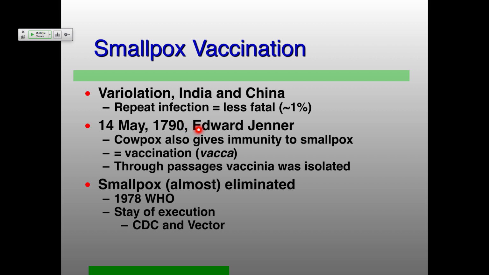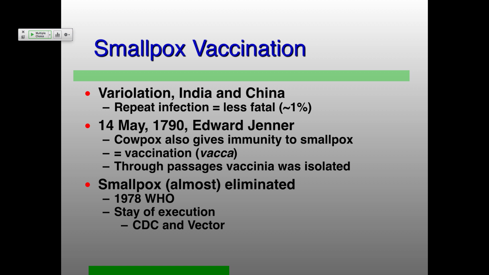He published it a couple of years later, and that should be cowpox is giving immunity to smallpox, called vaccination, because vaca is the cow. And that's where Vaccinia comes from. This process was used all throughout England. A lot of it was sent to the US. Thomas Jefferson was a big fan of vaccination.